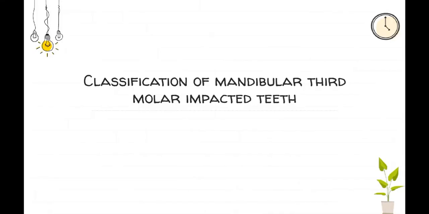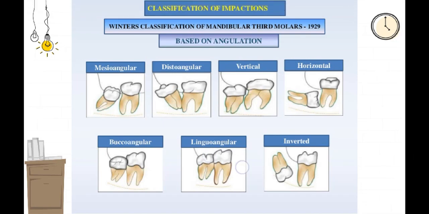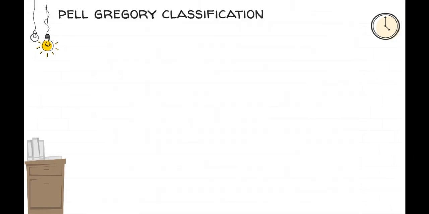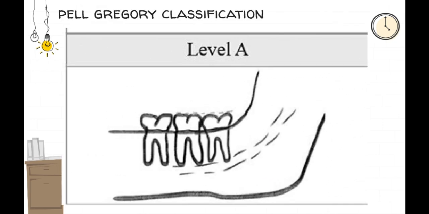So this is part 2 video of classification of mandibular third molar impacted teeth. Last video we discussed Winter's classification. In this video we will discuss Pell-Gregory's classification. Pell-Gregory's classification is based upon two parameters. The first classification of Pell-Gregory is based on the parameter depth.